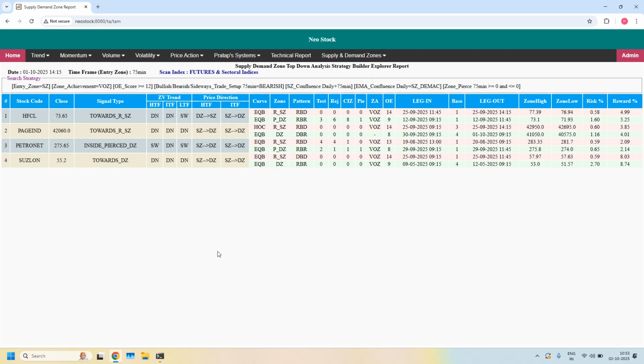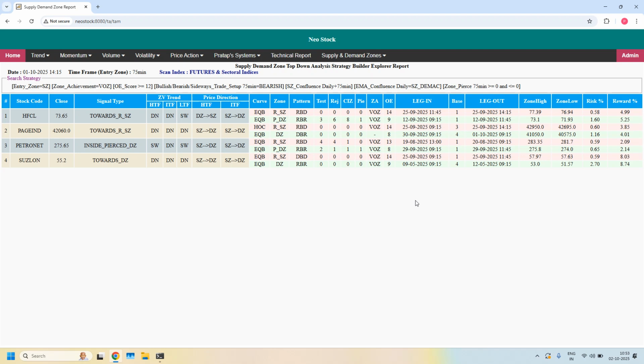So these 4 stocks, all having entry time frame 75 minutes supply zones, have more high probability to get success, provided less than 20 checklist items are satisfied. Otherwise, higher chances of zone violation.